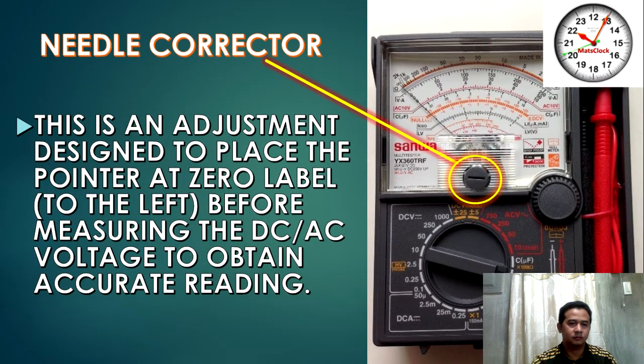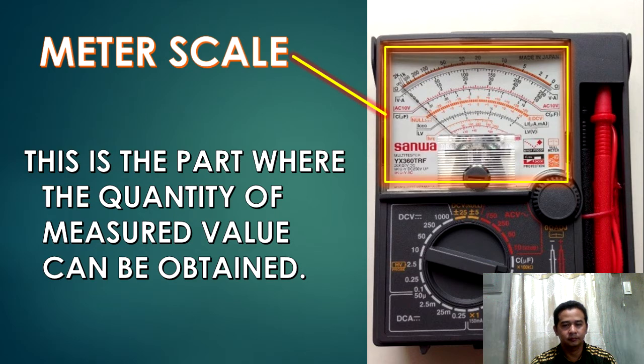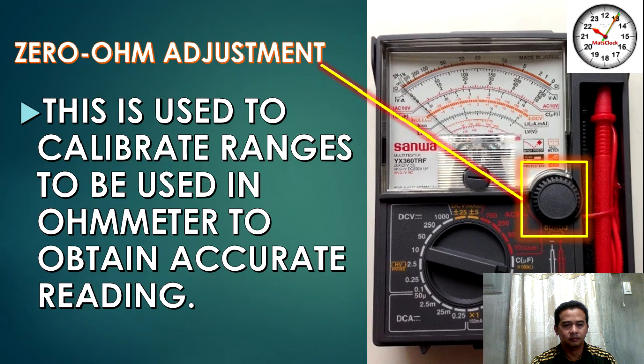Needle corrector. This is an adjustment, designed to place the pointer at zero label, before measuring the DC or AC voltage to obtain accurate reading. Meter scale. This is the part where the quantity of measured value can be obtained. Zero ohm adjustment. This is used to calibrate ranges to be used in ohm meter, to obtain accurate reading.